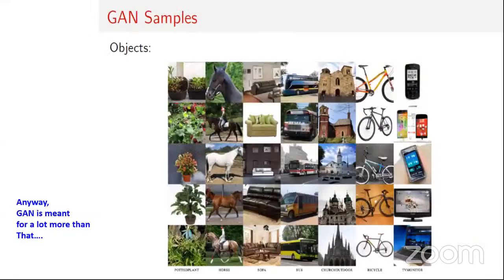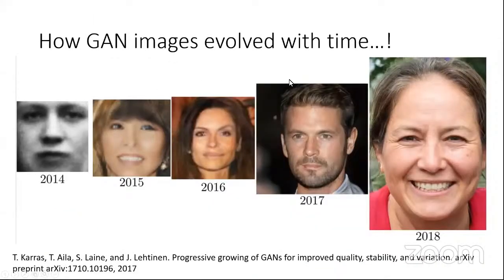But GANs are not meant for such easy two-dimensional point generation. So if you look at these images, what do you see? GANs were trained with images of horses, sofa sets, buses, churches, and so on. And thereafter, GANs generated their own horse images, own sofa set images, own buses, own churches, none of which exist in practice. Try to understand. None of them exist in practice. This is how the GAN images evolved with time.